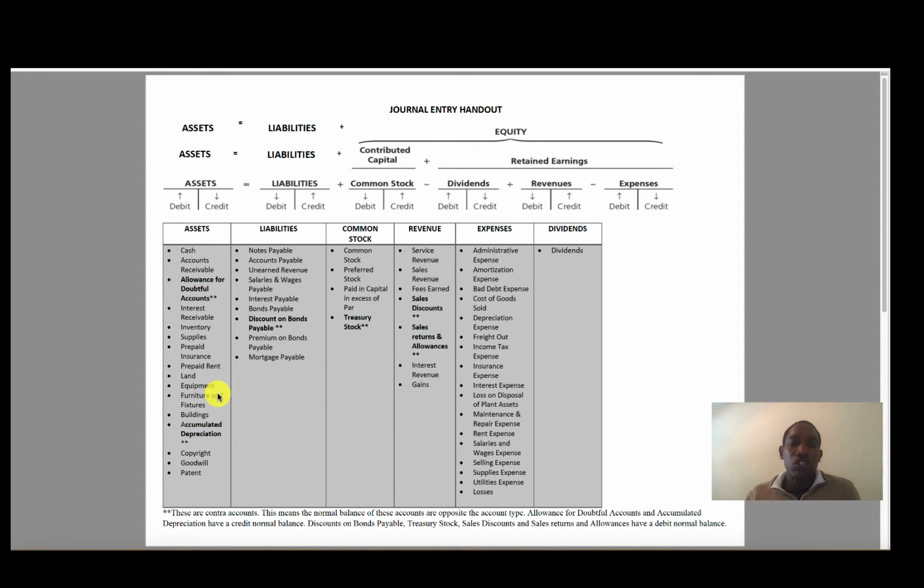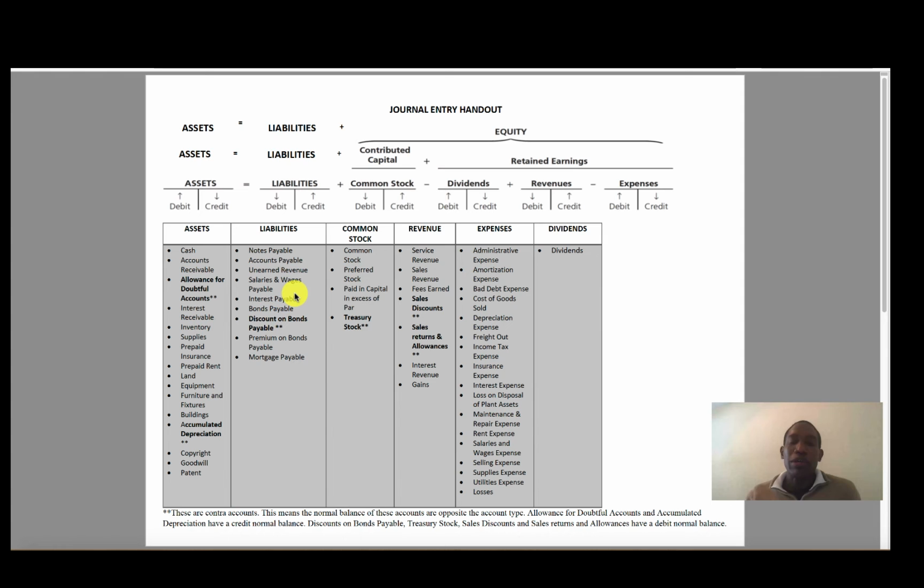If I say to you, what's the normal balance of land? First, you need to find land. Well, what is land? Land is down here. Land is an asset account. I come up to the asset account type. Assets, the normal balance is the side where it goes up. So that's land, it's a debit. If I say the normal balance for accounts payable, well, accounts payable is a liability. So I go look for accounts payable. Accounts payable is part of liabilities. The normal balance is a credit.